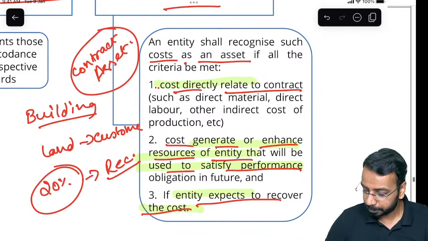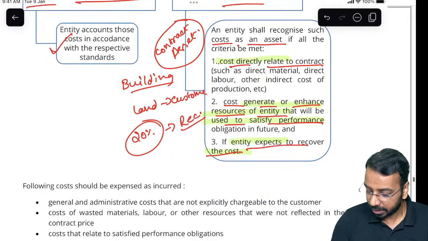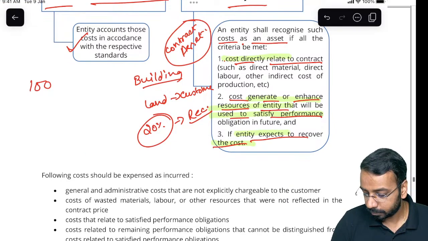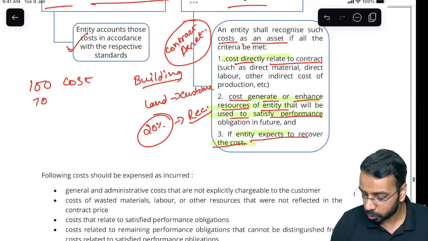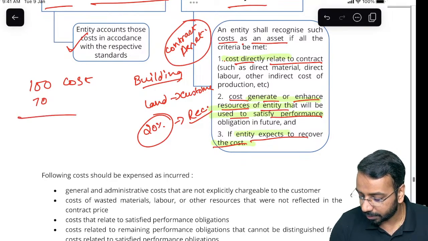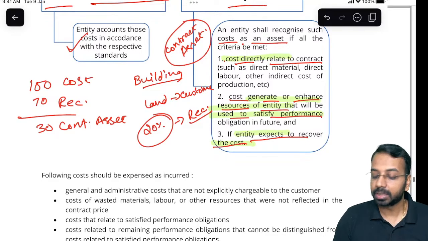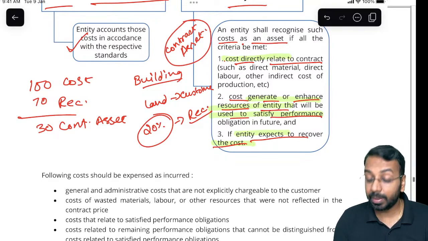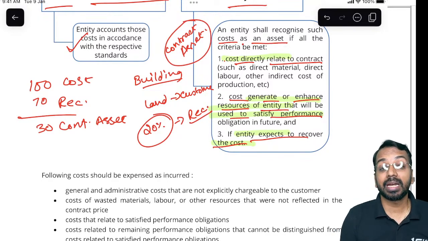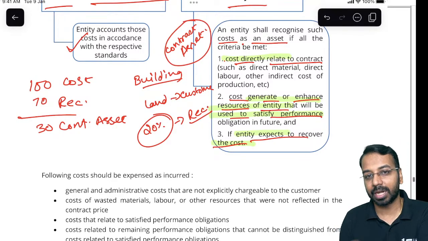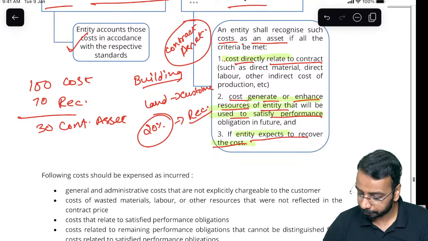Okay. Now, think of it. I have incurred cost of 100 and I have an unconditional right to receive 70, for example. So, this 70 will be receivable, 30 will be contract asset. Same way we may have contract liability also. Customer paid in advance. We have not yet performed the work. So that will be a contract liability.